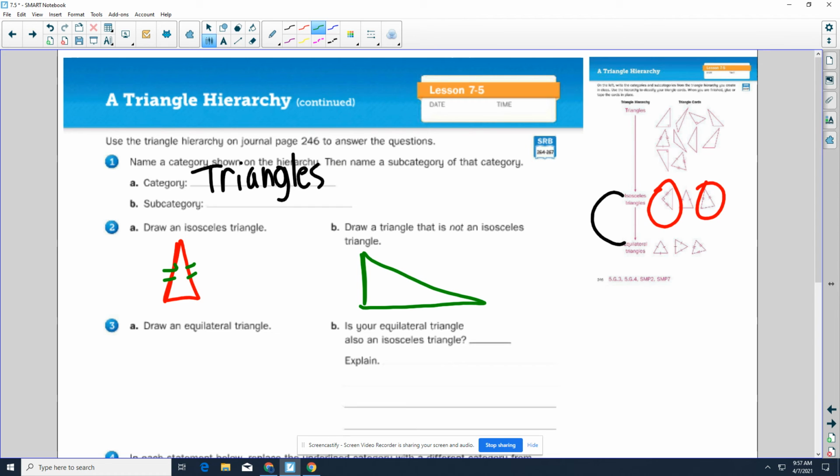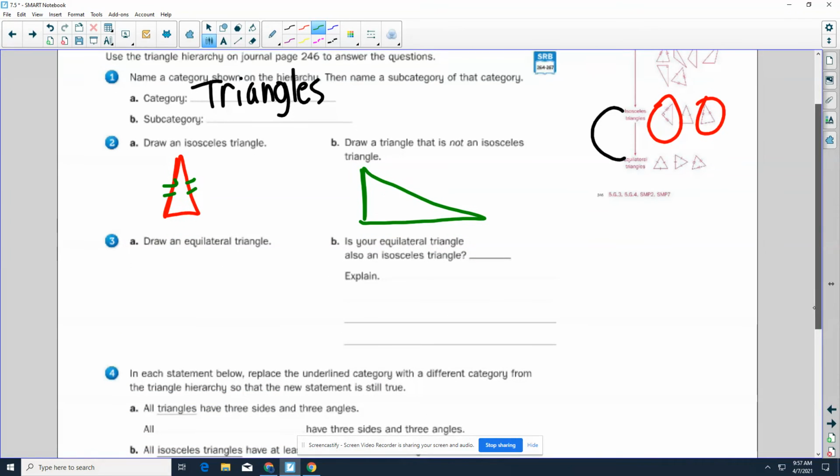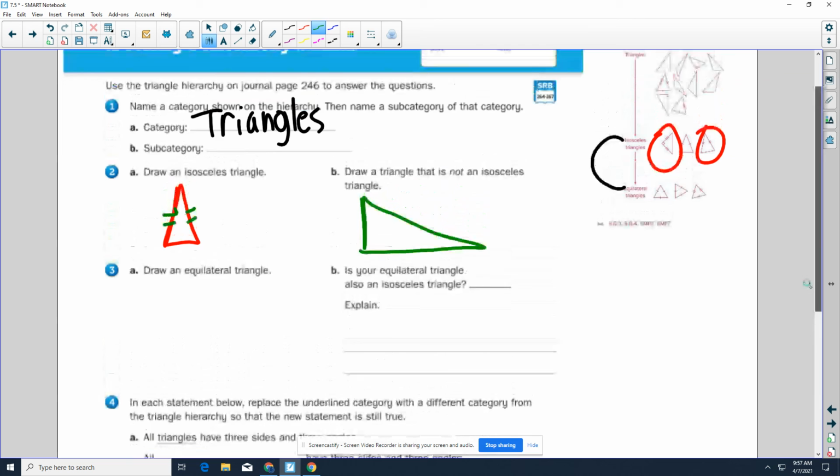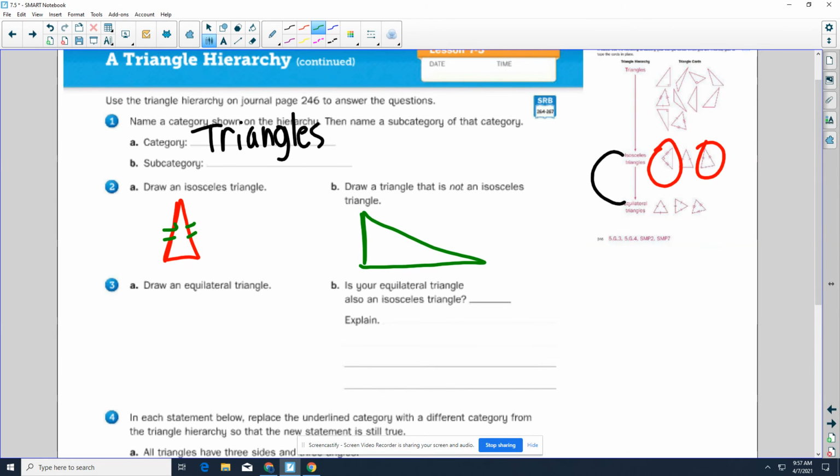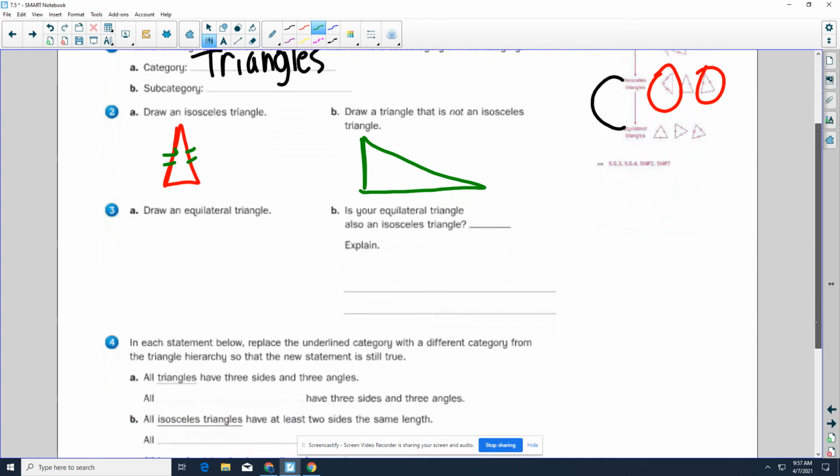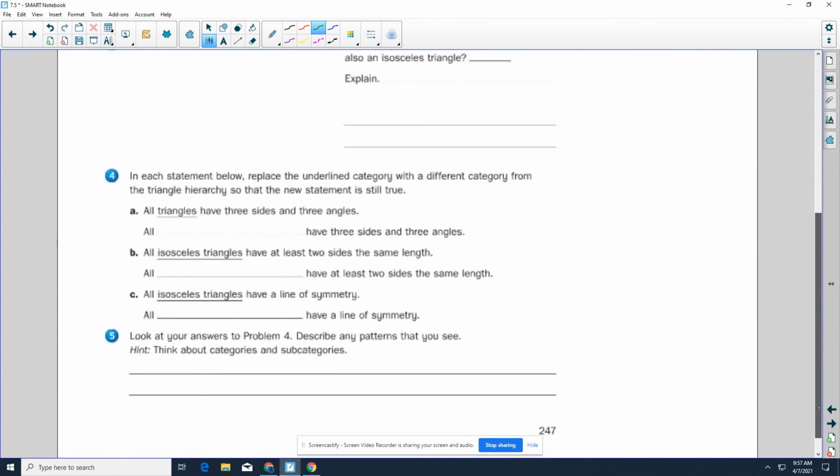So then you would draw an equilateral, and you could look over here for examples. Again, you would really want to use your ruler and measure that out to make sure it's accurate. And then you can find examples. Is there an equilateral that's also an isosceles? Okay, so it's isosceles. If you look up here, you see they have two sides that are the same. So then you're going to answer that.